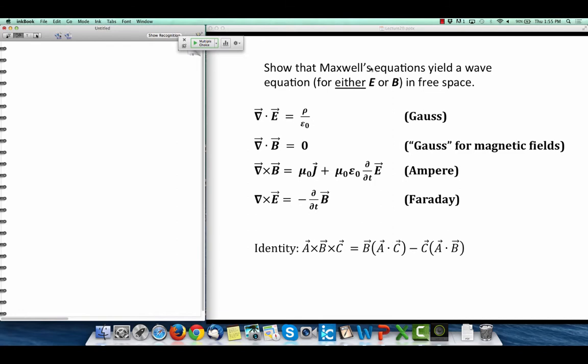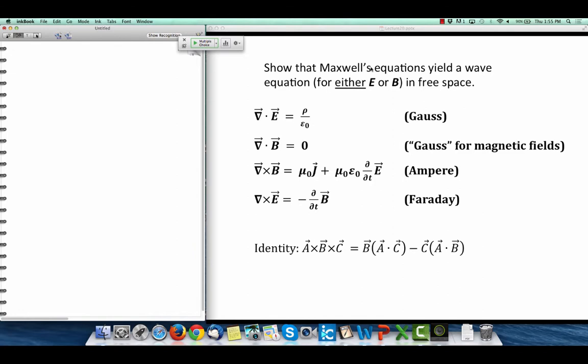And so I'm either going to ask you to derive a wave equation from Maxwell's equations for the electric field or for the magnetic field. I'll ask you to do one, and you'll have to do that one. But it's possible to do it either way.